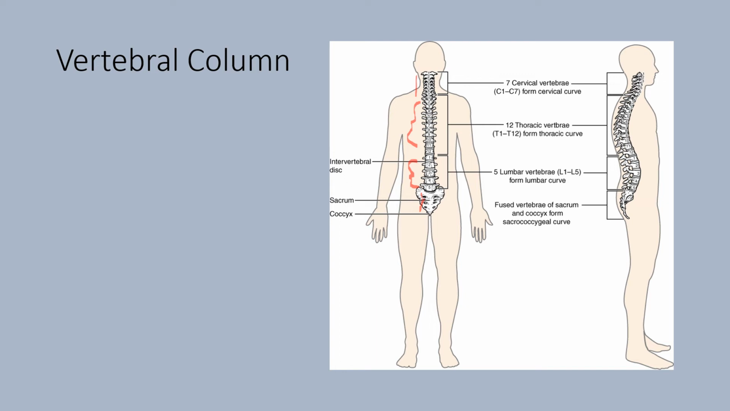Now, on the side view of the vertebral column, you can notice that there are some curves here. We have what we call primary and secondary curves. So the thoracic curve right here is what we call a primary curve. It is there at birth. And then down here, the sacral or the sacrococcygeal curve right here is also another primary curve. Once again, it's there at birth. The cervical curve and the lumbar curve are secondary curves. These occur after birth or are finalized after birth.